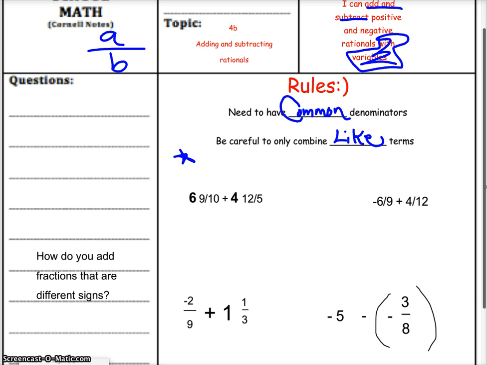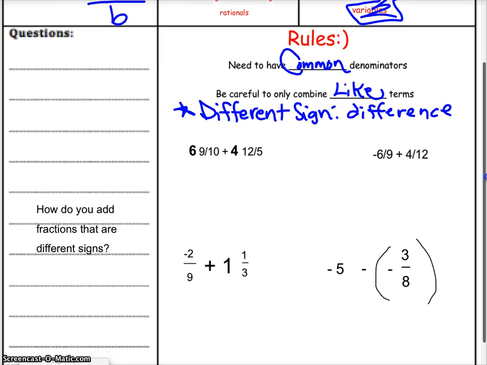I want you to put a star here because there's something else I want you to know with this. If they're different signs, you have to take their difference. That's when you have to apply which fraction is bigger, because you have to do the bigger absolute value minus the smaller one. So you're going to need to compare fractions, to make sure that if they're different signs, you can identify which one is larger.